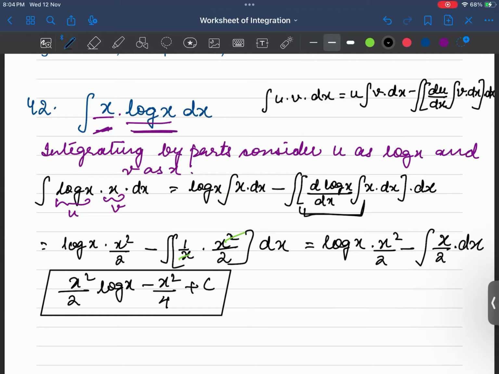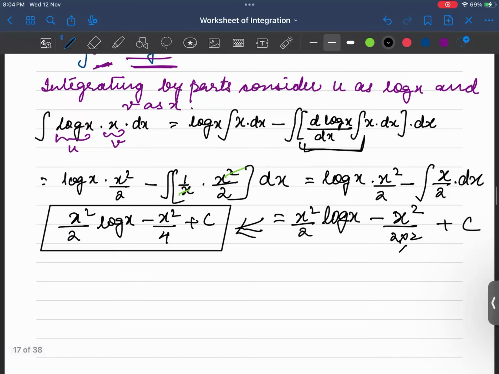I think it's clear now. Log x minus, I will integrate it. It would be x square upon 2, already 2. Right? Plus c would be there. Now solve it. It would come out to be this one: x square upon 2 log x minus x square upon 4. Clear? By parts? Now we come to the next question.